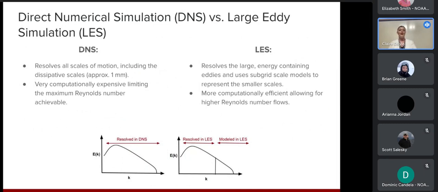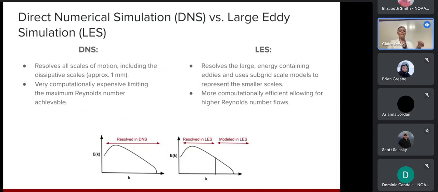But on the other hand, we have LES, which resolves the large-scale eddies and then uses some subgrid scale models to represent the smaller scales. This allows it to be more computationally efficient and allows for higher Reynolds number flows. Just as a quick note for those who may not be familiar with Reynolds number, this is just a measure of how turbulent or laminar a flow is. In the boundary layer, this would be on the order of about 10 to the ninth. But in the DNS that we're working with, the max Reynolds number is about 10 to the fourth. So there's quite a big difference between what we can model in DNS versus what we actually see in the atmosphere, which warrants the use of this LES.